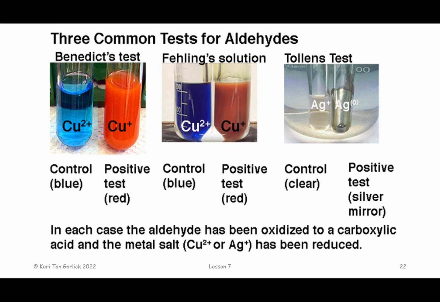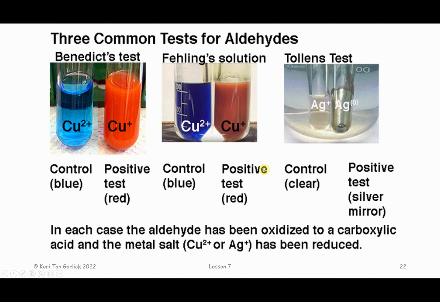The last thing to think about with aldehydes and ketones is how we test for them, and how we distinguish them, because they're both very similar. The main thing would be that the aldehyde will test positive and the ketone will test negative. The reason why is because the aldehydes can be oxidized a second time to a carboxylic acid where the ketone cannot. There's multiple different tests you can use.